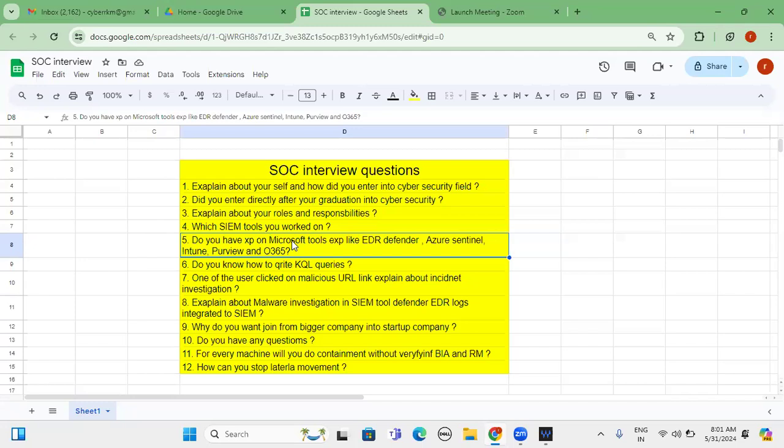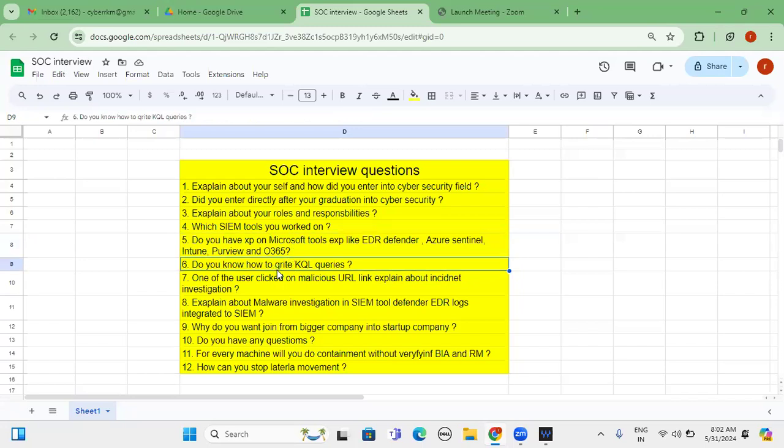But the candidate doesn't have these skills, yet they asked, do you have any practical experience, or did you work on them? So out of a 5 scale range, for these 4 or 5 tools on the Microsoft side, you can give the overall rating. So that is the fifth question.